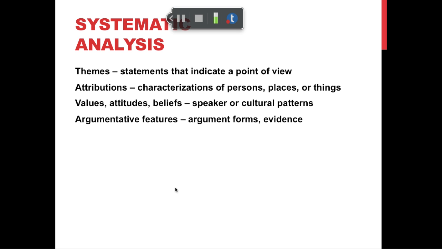And then argumentative features. So argument forms, evidence. How is the person actually constructing their argument? Not the argument that the student is making about the artifact, but in the artifact itself. How are the arguments being created, and what are the forms, and what is the evidence being used?